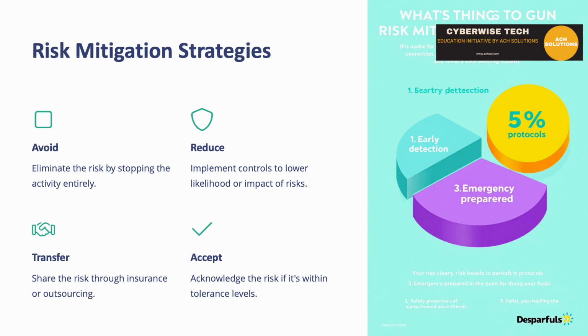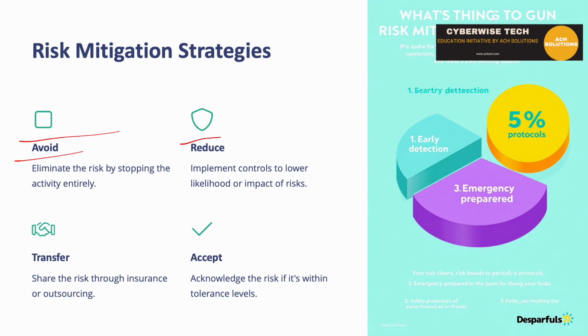Now, once we have identified and analyzed risks, the next step is to decide how to handle them. There are 4 main strategies to manage any risk. First is, the risk can be avoided. How to do this? Eliminate the risk by stopping the activity entirely. So let's say there is a server on which there is a risk of unauthorized data access. You will switch off the server itself, right? So in those kinds of situations, if possible, this can be done.